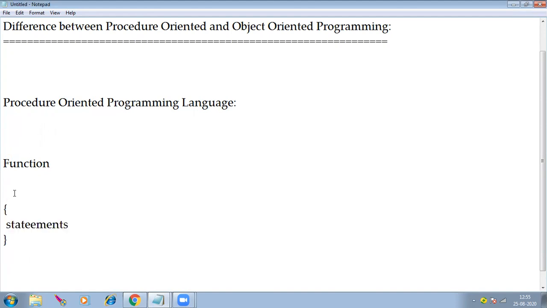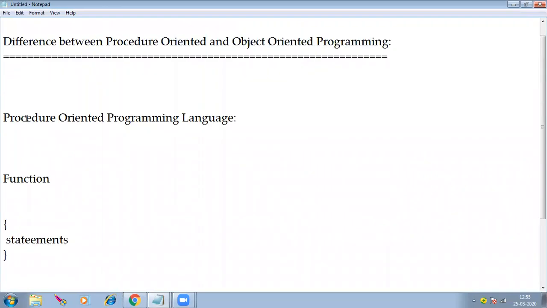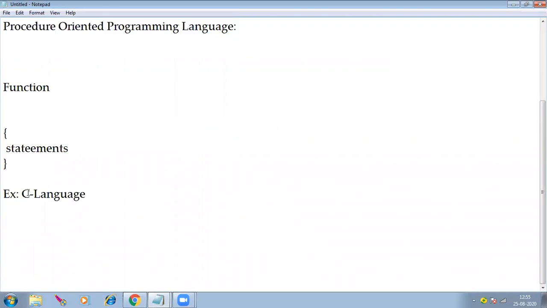So in the C language, we are going to write the programs and design the applications by defining the functions or procedures. That is why it is known as procedure oriented programming language. The example I said already: the example for procedure oriented programming language is C language. Next, what is object oriented programming language?